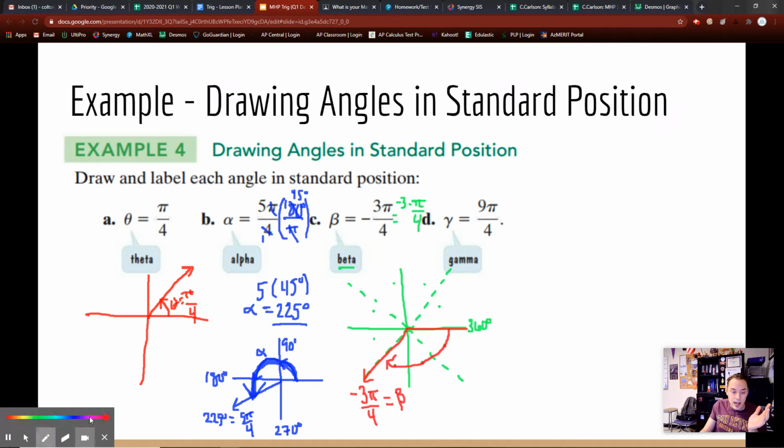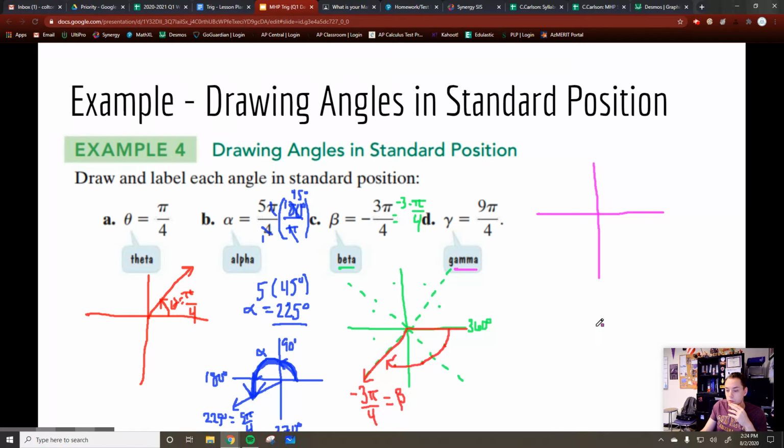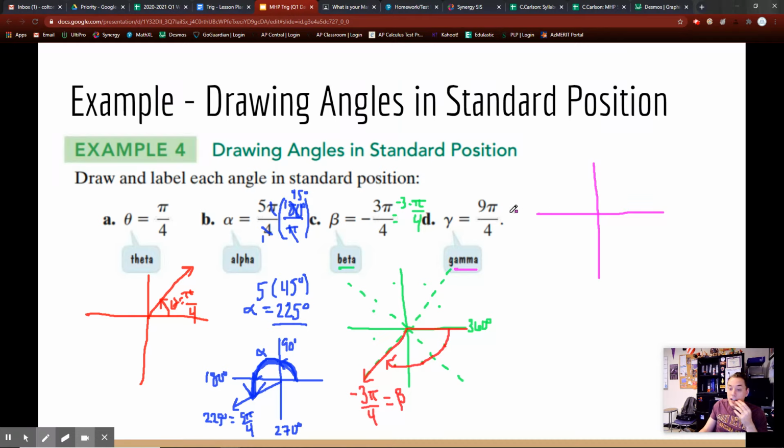Okay, I'm going to show you the last one. 9 pi all over 4 for gamma. What will that look like? Again, this is technically 9 pi all over 4s. That's what it's saying. So that means each quadrant is again split in half.